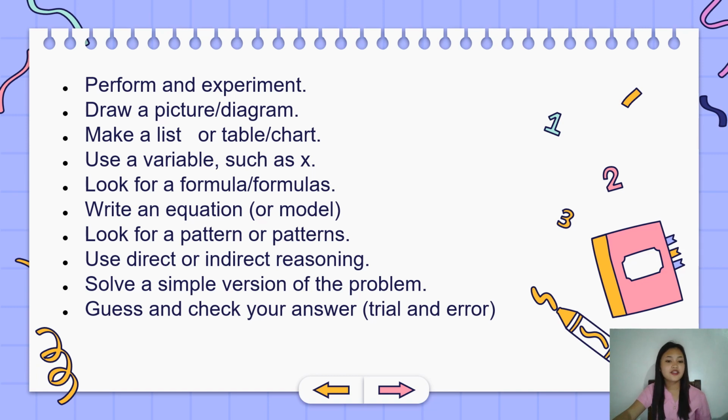Then last is guess and check your answer, trial and error. So, trial and error is an effective strategy sa distraction. We believe that every problem has a solution. So, try until we find the perfect strategy or solution in order to get the correct answer. So, okay na.